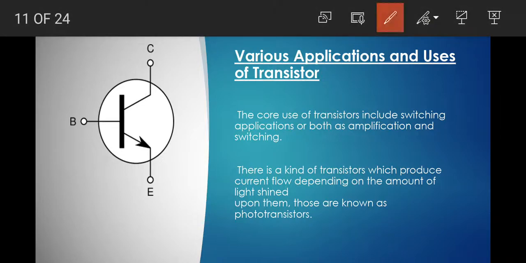Clear? Why is it called phototransistor? Because photo means light, and in this transistor the current depends on light, so it's called phototransistor. Clear? Very good.